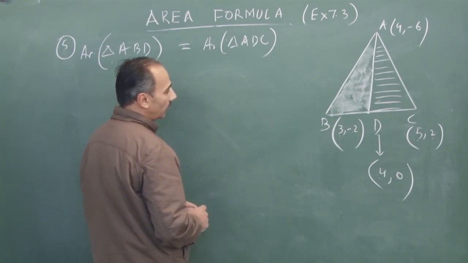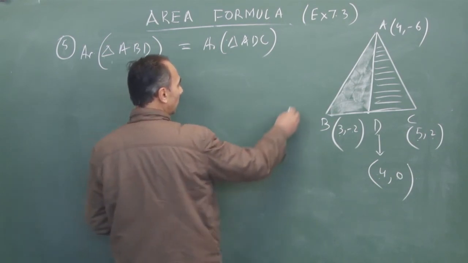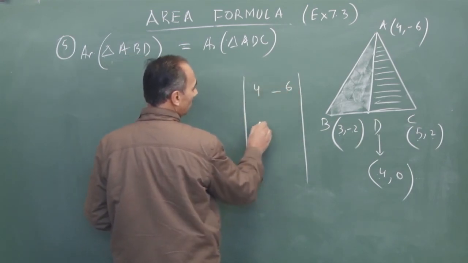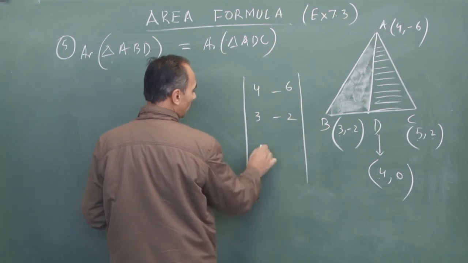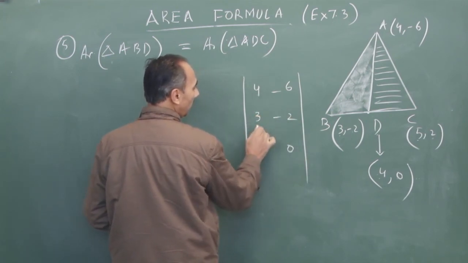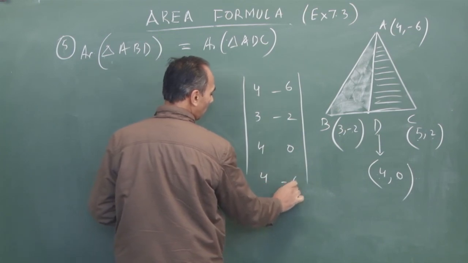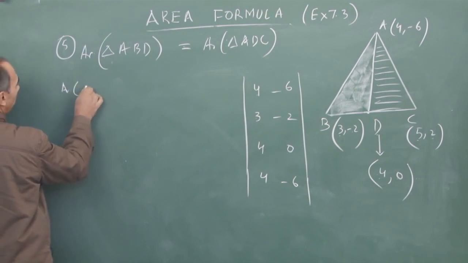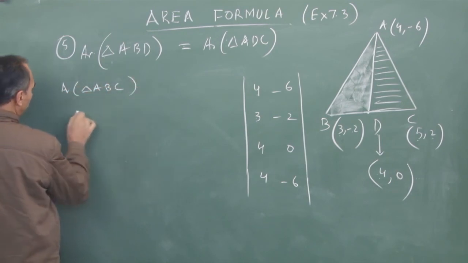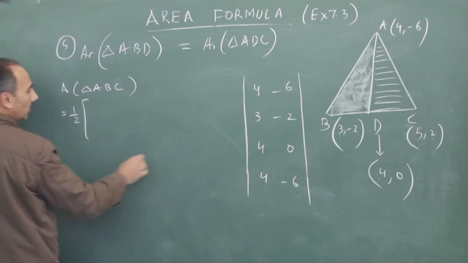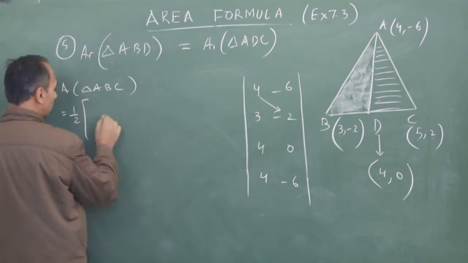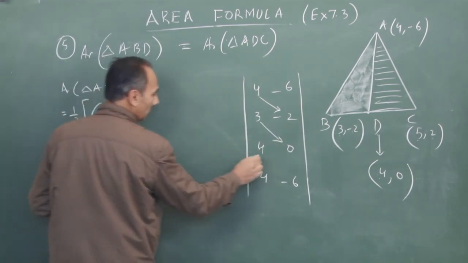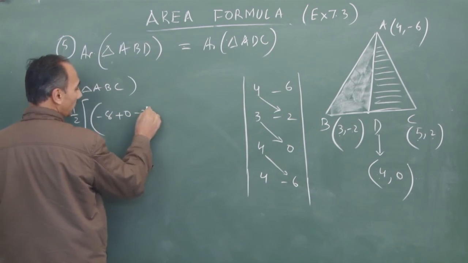Now let me first find the area of triangle ABD using the area formula. So go to the column method. Coordinates of A 4, comma minus 6. Coordinates of B 3, comma minus 2. Coordinates of D 4, comma 0. A, B, D. Again coordinates of A 4, comma minus 6. We have been doing this. So this is the area of triangle ABD. It's 1 half. Same logic, 4 into minus 2, that's minus 8, plus 3 into 0, that's 0, plus 4 into minus 6, that's minus 24.